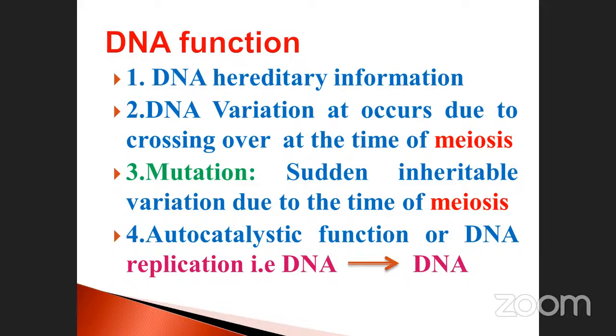Okay. In meiosis, the two gametes are united together. The crossing over takes place in meiosis only. At the same time, mutation also occurs. What is the meaning of mutation? Mutation is nothing but a sudden inheritable variation. Sudden inheritable changes take place in the chromosome, nucleotide or base pair. That is very, very important.